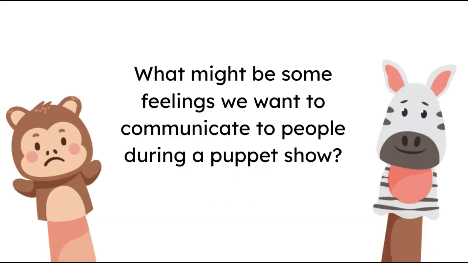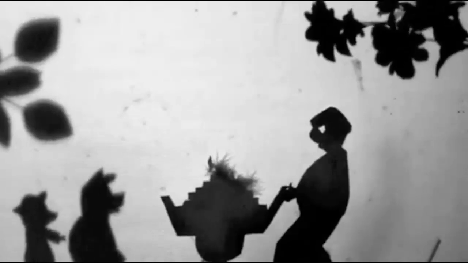For the Elaborate portion, you'll ask students what might be some feelings they want to communicate to people during a puppet show. You'll replay the 3 Little Pigs and ask how the music supported the puppet show and the emotions they felt. You'll also ask how student instruments will produce music that elicits different feelings. This will complete the summary chart discussion.